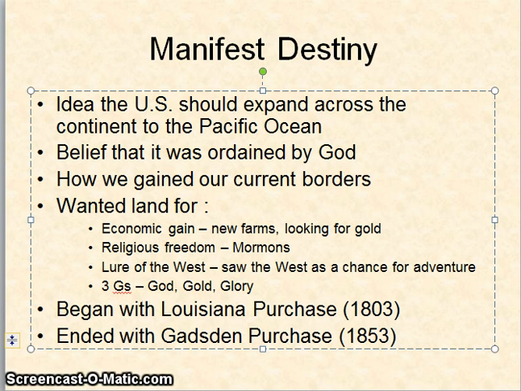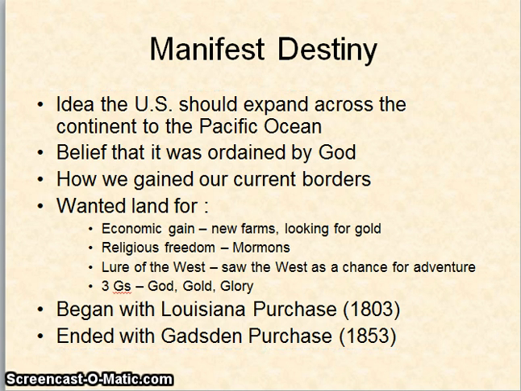It really starts with the Louisiana Purchase in 1803 by Thomas Jefferson, and it's going to end with the Gadsden Purchase in 1853. What this is, we're going to buy the rest of the land that we don't get from Mexico in the Mexican War. So we'll finish up the globe. We'll finish up our map.